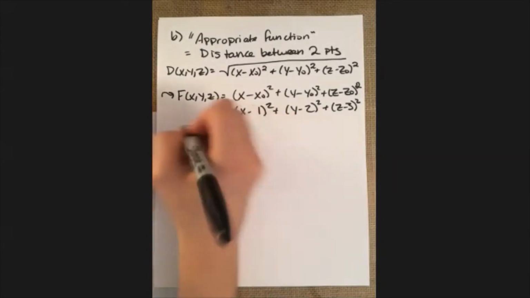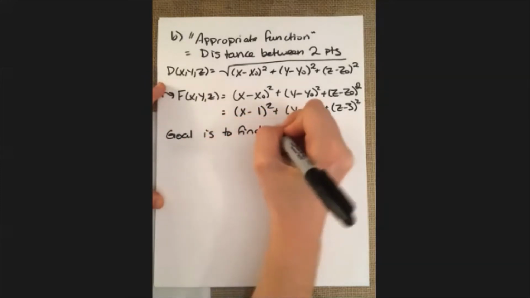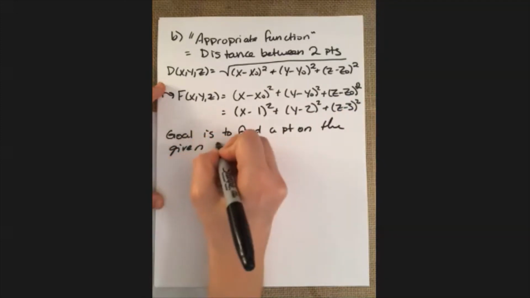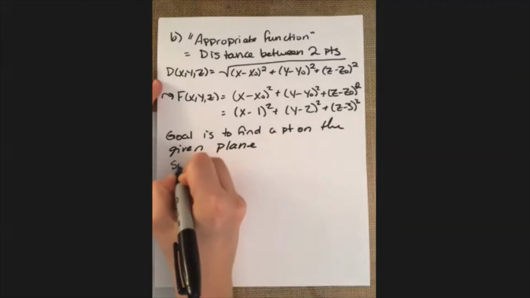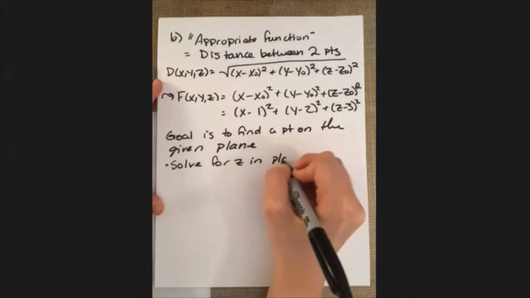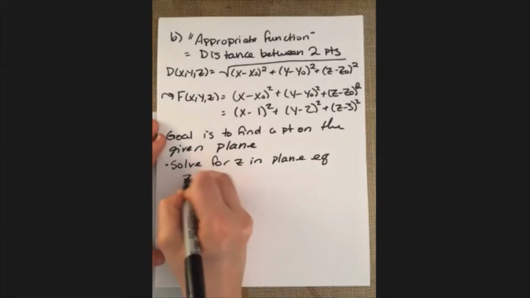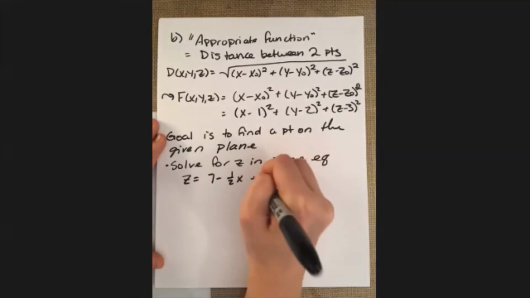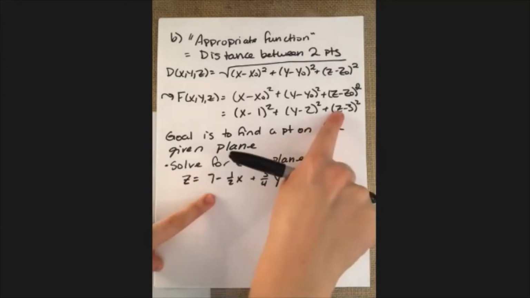So our goal is to find a point on the given plane. So what we're going to do is solve for z and substitute. So solve for z in the plane equation. And what you're going to get when you solve for z is the equation z is equal to 7 minus 1/2 x plus 3/4 y. And now we can take this right here and plug it into z here.